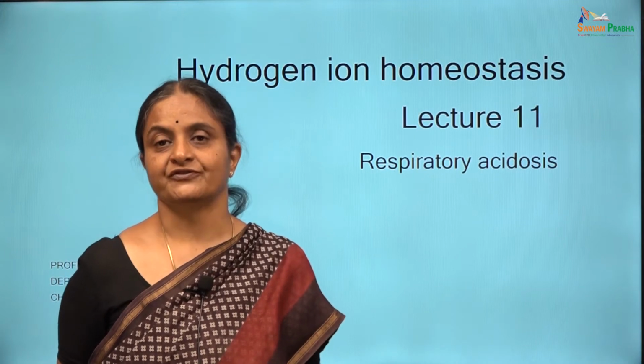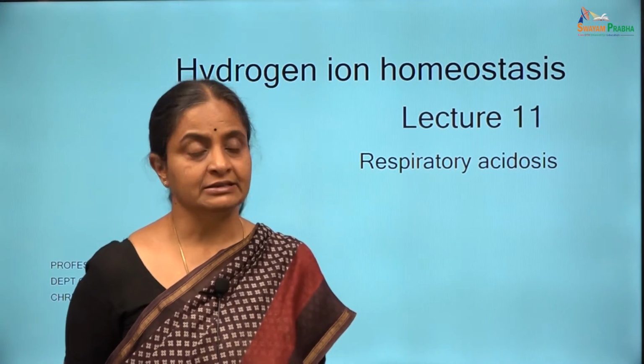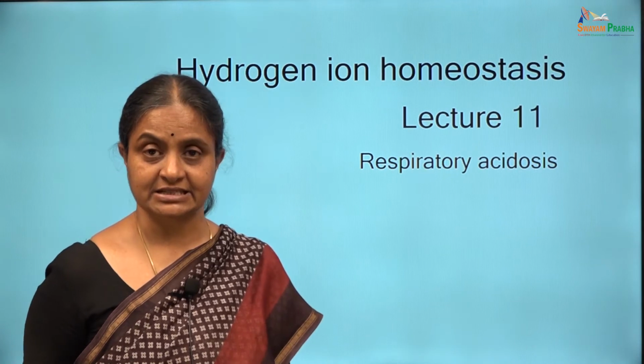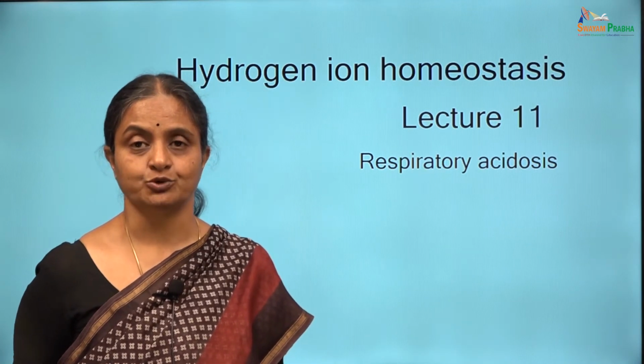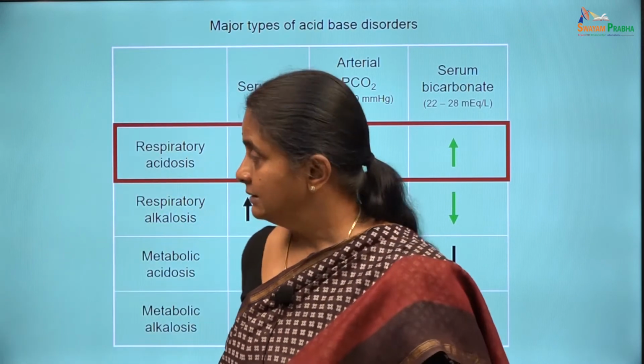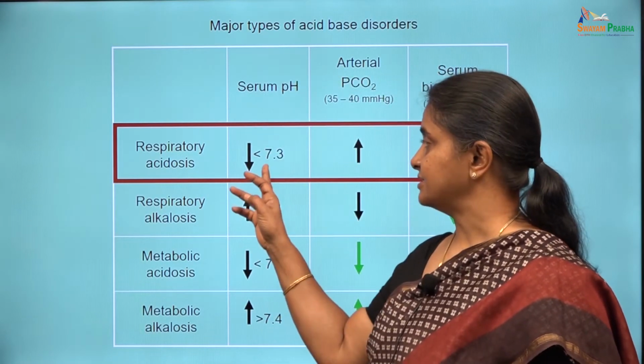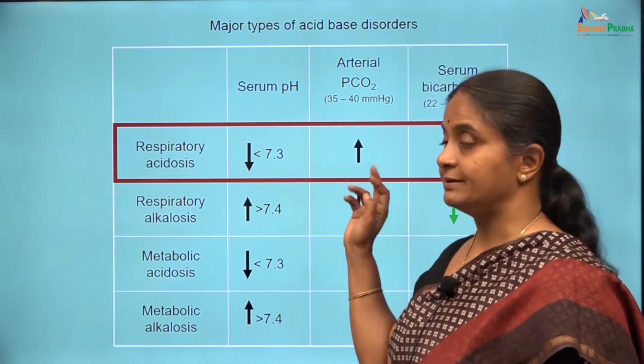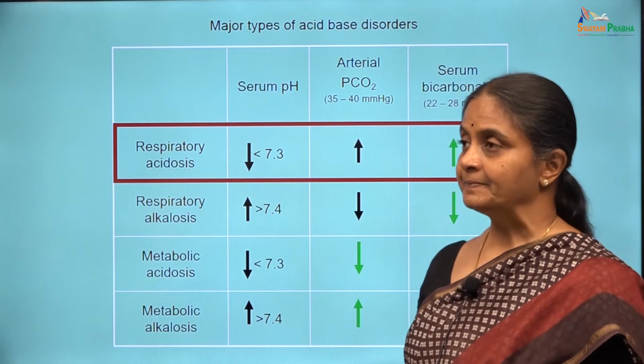There are 4 types of acid-base disorders. This is the last of them that we are going to discuss now. Respiratory acidosis. The decrease in pH in this condition is due to an increase in plasma carbon dioxide.